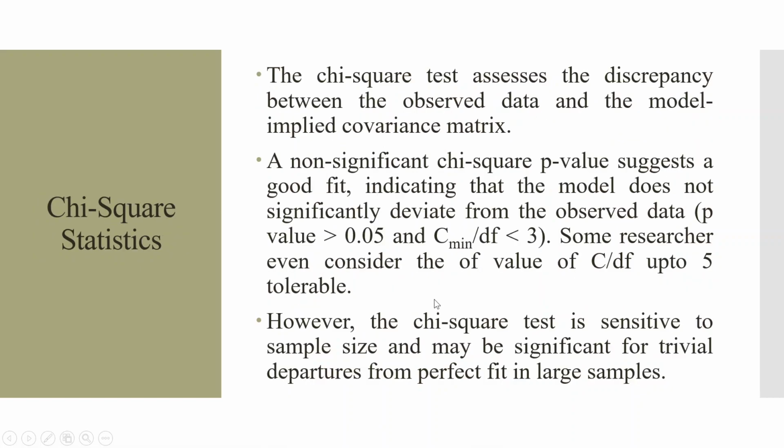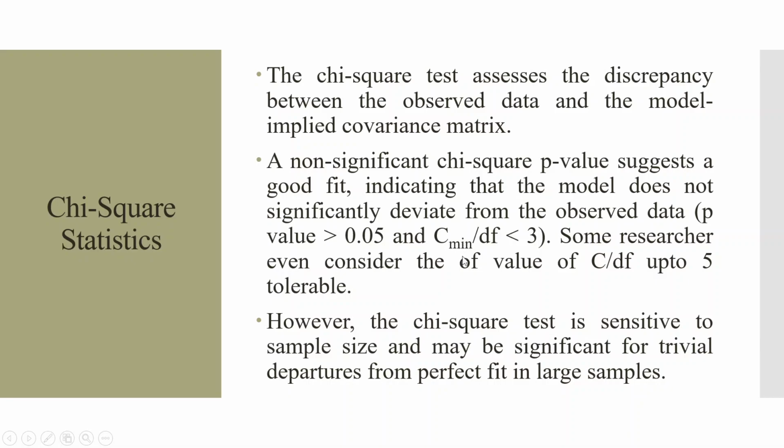Then we have chi-square statistics. The chi-square test assesses the discrepancy between the observed data and the model implied covariance matrix. A non-significant chi-square p-value suggests a good fit. Listen carefully, a non-significant chi-square p-value means the p-value is greater than 0.05, indicating that the model does not significantly deviate from the observed data. It is necessary that the p-value should be greater than 0.05.